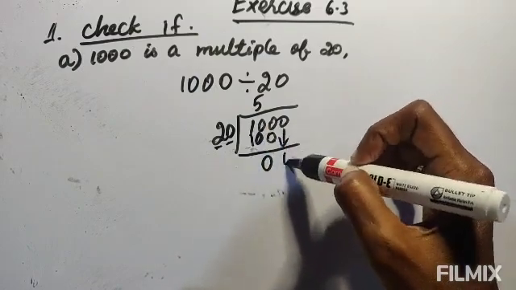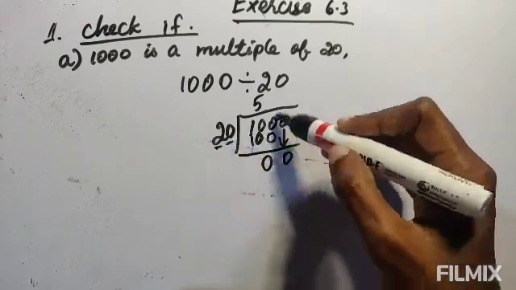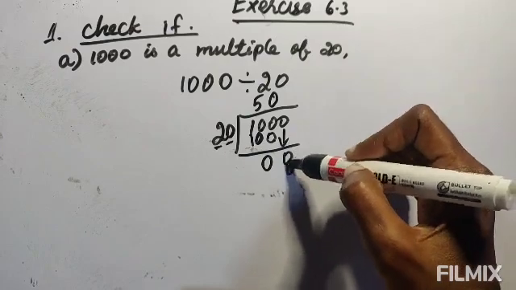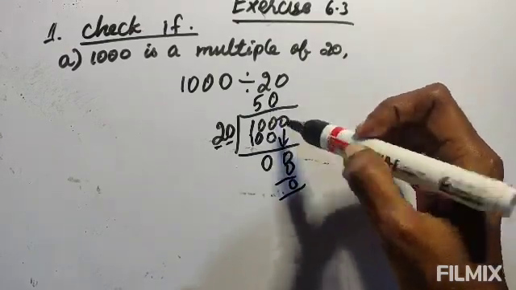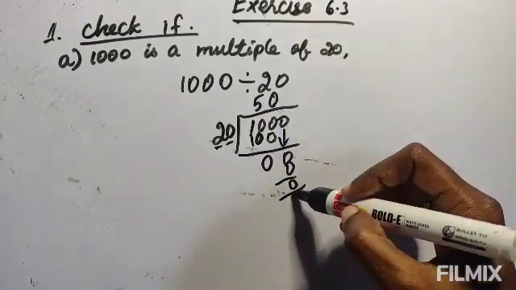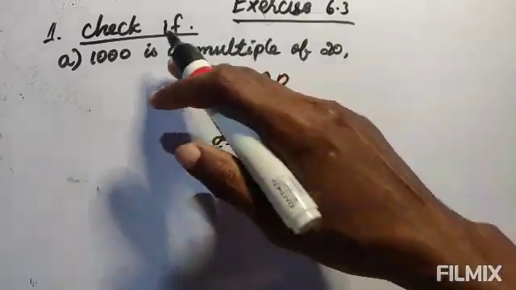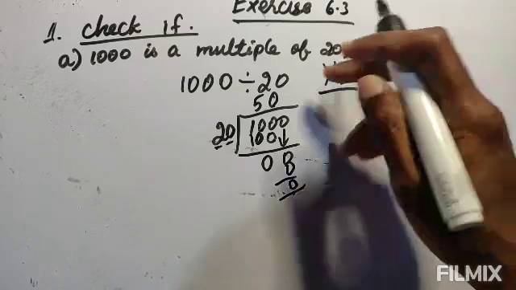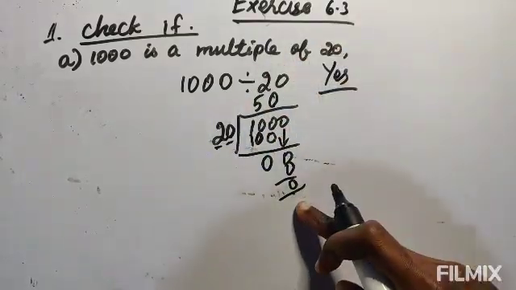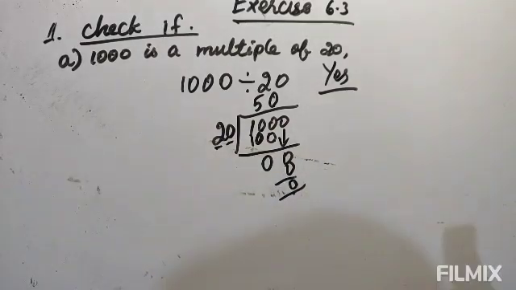Now we have to take the next number down. If you divide 0 by any number, the answer is 0. So 50 is the answer. We are able to divide without a remainder, so it is a multiple of 20, and you can write yes. When you divide, if you don't get any remainder, then it is yes. If you get a remainder, then the answer must be no.